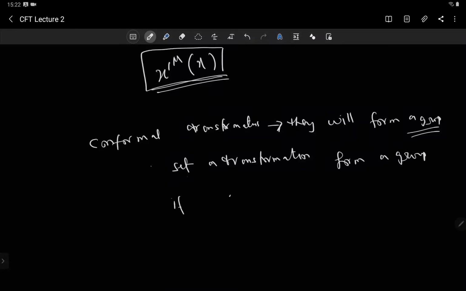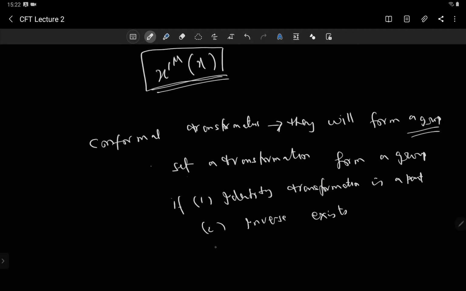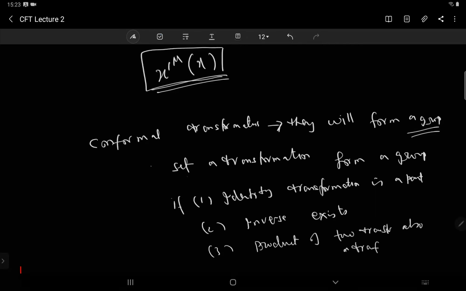If one, the identity transformation, is a part of the set of transformations. Two, the inverse for each transformation exists. And three, the product of two transformations is also a transformation. So let's see if this is correct.